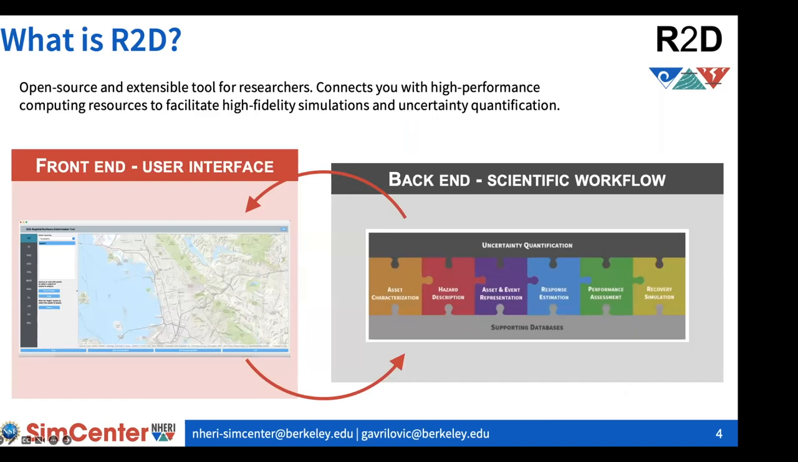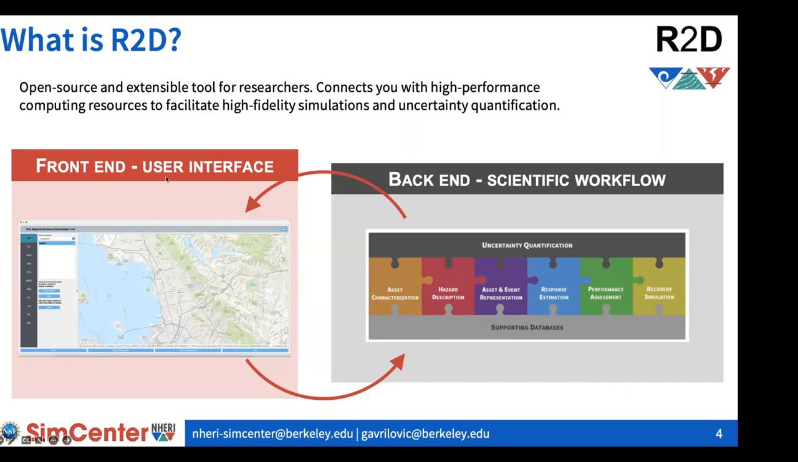As I mentioned, R2D is open source. It should be extensible, which means you should be able to come in and plug your own code in. Our backend is completely in Python, as it's a very well-supported language, and I guess a lot of research is done in Python. And the way it works is we have a front-end user interface. So that's what I'm going to show today in a demo. And then the backend is basically code.